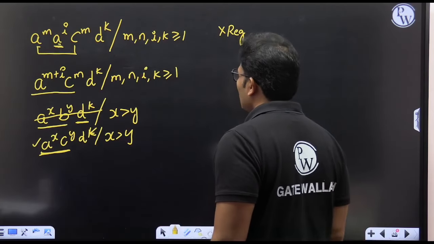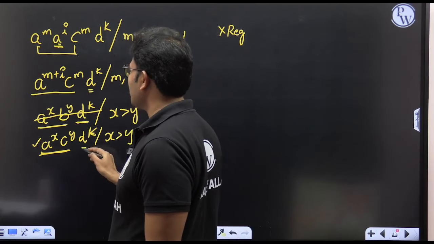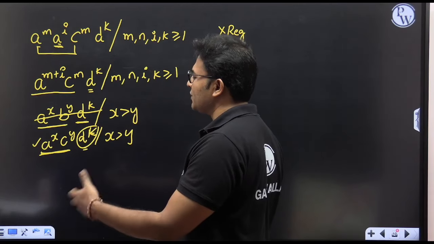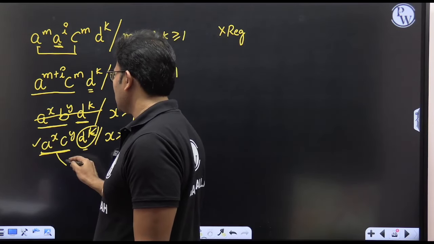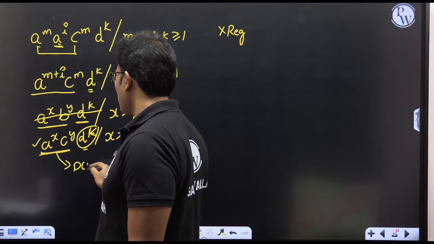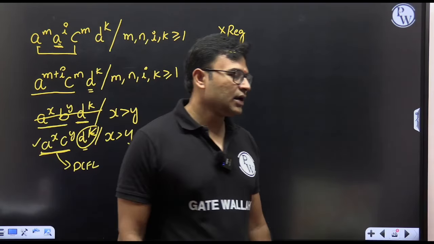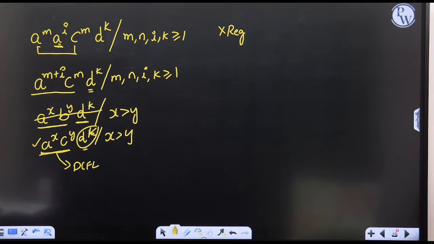Now you see this. I have added d, just d. It is the same question, right? Just adding d^k. There is no need to compare d^k with anything. So here also x is greater than y. We have done it. This is a deterministic context-free language.